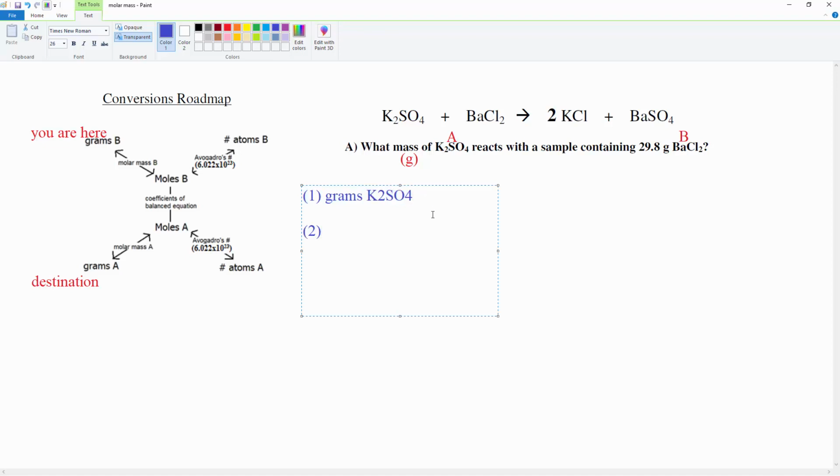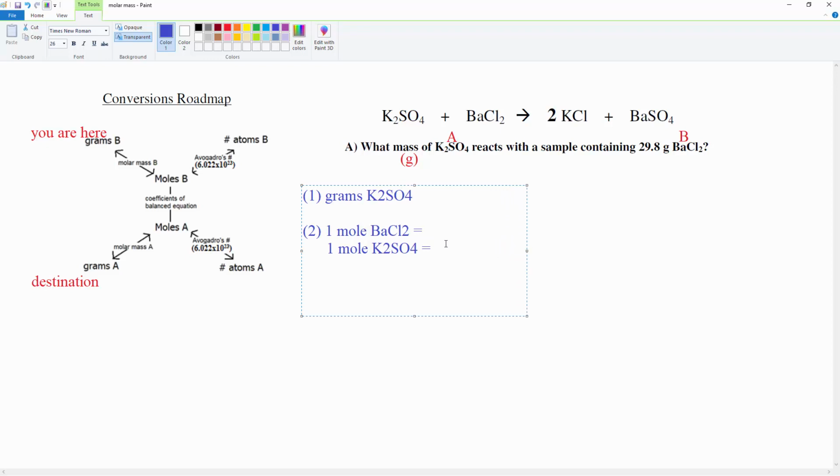We're going to need the molar mass. The molar mass of what? We're going to need the molar mass of both. That's right. Because here it says I'm going to need the molar mass of B to get here, and then to get back here, I'm going to need the molar mass of A. So I'm going to need both of those. All right, so 1 mole BaCl2, it's going to be how many grams? And I'm also going to need 1 mole of K2SO4 is going to be how many grams? I do need both of those.